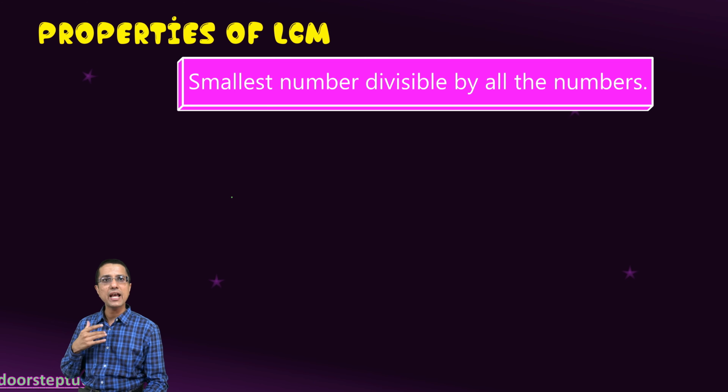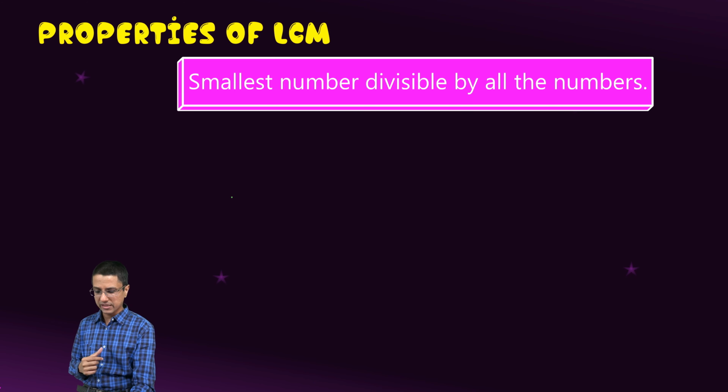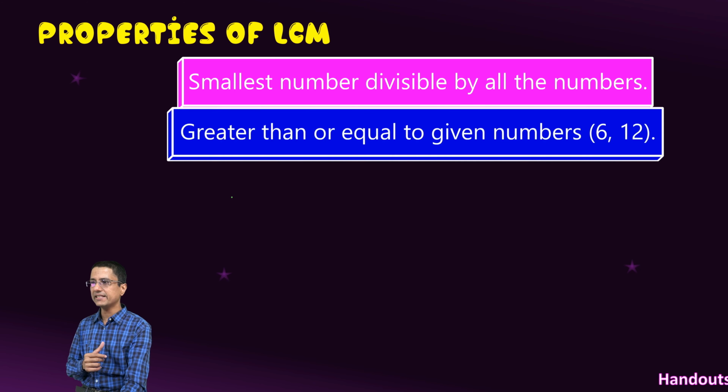So the LCM would have to be divisible by each of the numbers. That is necessary because of the process, and by definition also. It is always greater than or equal to the given numbers. For example, if you consider these two numbers, 6 and 12, the LCM of these numbers would be 12.